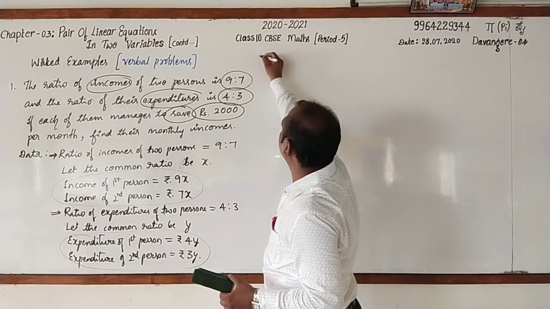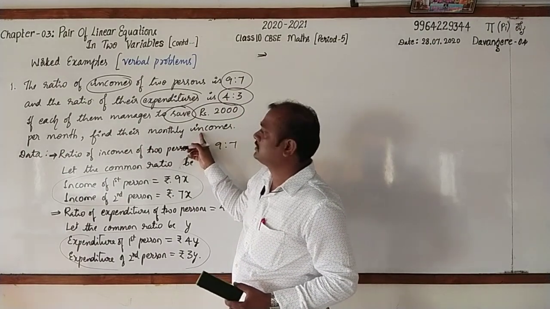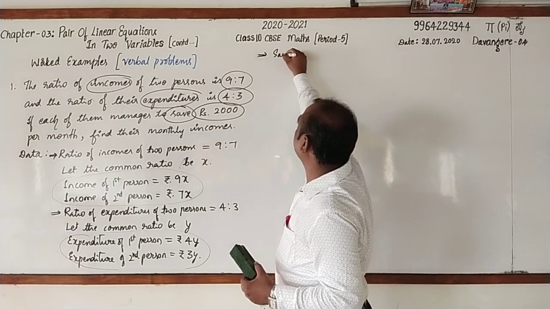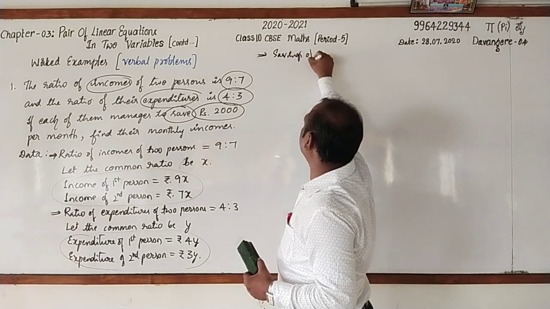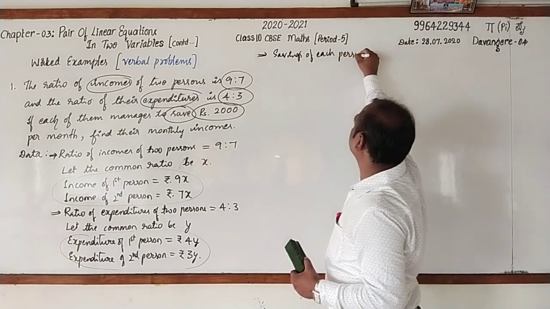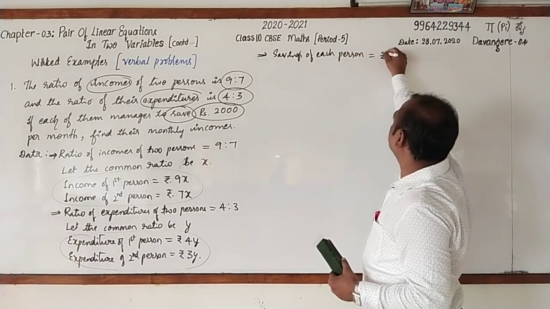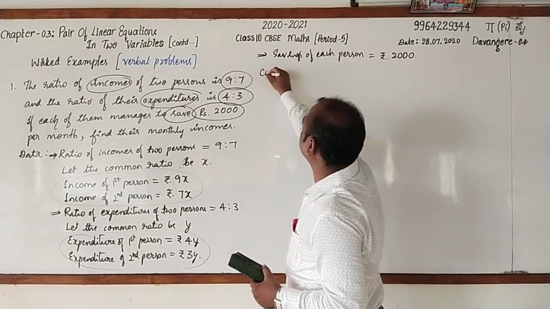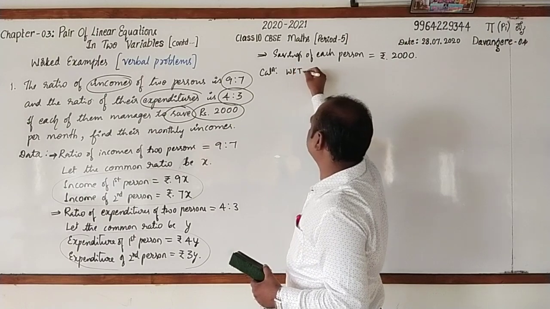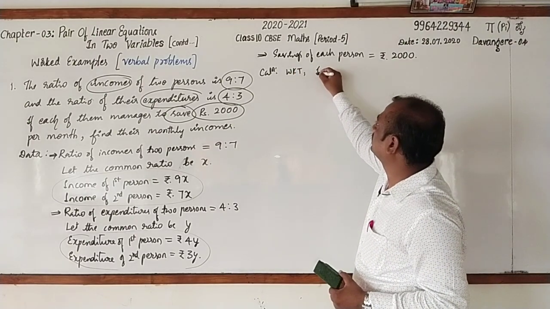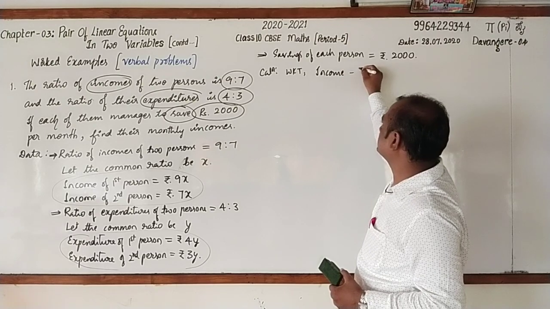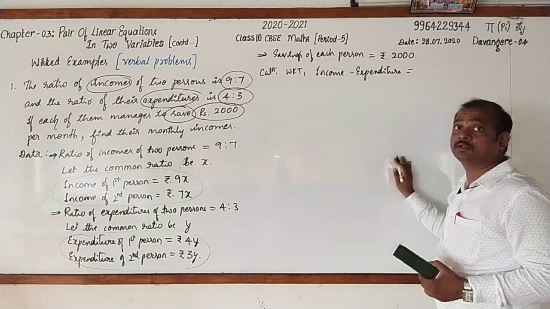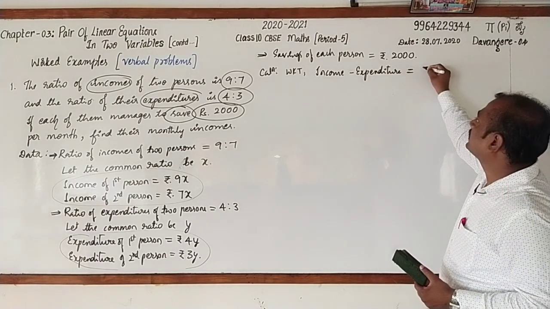We all know that their savings is given. Savings of each person, how much is it? 2000. Savings of each person is equal to rupees 2000. Let's move on to calculation. We all know that income minus expenditure, that is equal to what? It is savings.